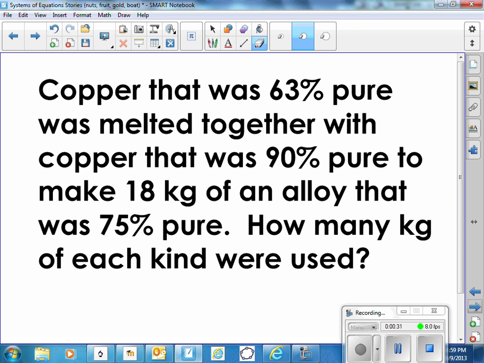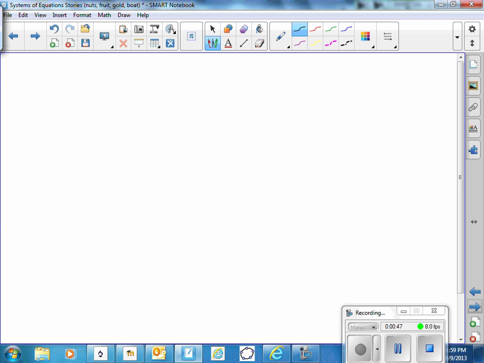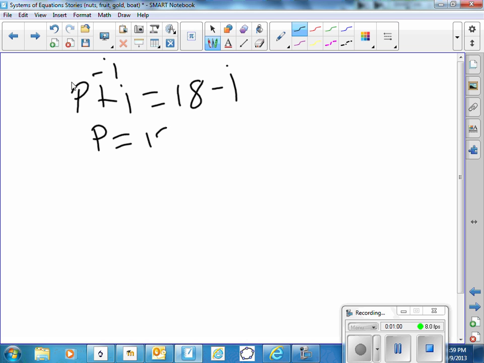So we know that the total weight is 18 kilograms. So we have two kinds of copper. One is pure and one is impure, or less pure, I guess you could say. So let's say our pure plus our impure equals 18 pounds. So the pure, well, let's subtract I from each side. The pure equals 18 minus the impure.